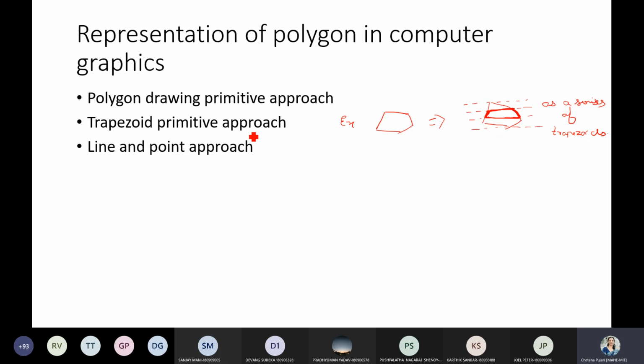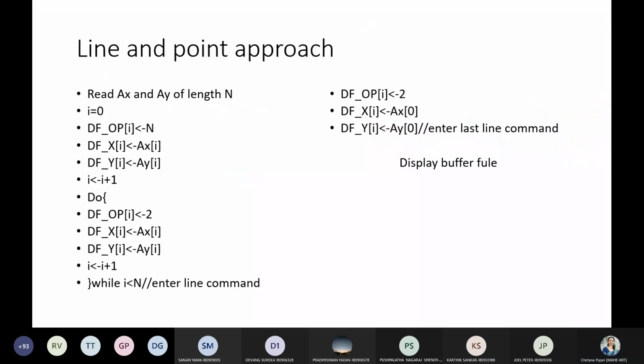Basically we have three approaches. In the first approach, you are directly going to draw a polygon. You will not have control over it. The entire polygon will be drawn. You can just resize it, and every edge will be of the same shape and size. In the trapezoid primitive approach, the polygon will be represented as a series of trapezoids while drawing in your graphical interface. Next, in the line and point approach, we are going to write a set of instructions specifying where a particular line will be drawn onto your screen. Fine, is it clear? So we are going to see the algorithm for the line and point approach.